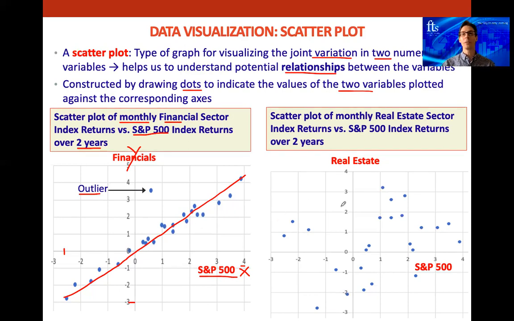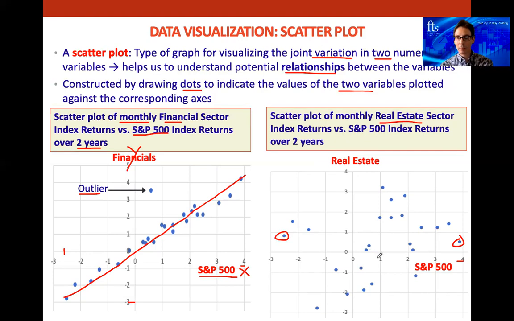Now if we have a look on the right-hand side, we've got a scatter plot of the monthly real estate sector index returns against the S&P 500. And these dots are all over the place. For example, in this month, the S&P 500 did nearly 4%, but the real estate index did less than 1%, only about 0.5%. In this month down over here, the S&P 500 did -2.5%, but the real estate sector did nearly 1%. So these dots are all over the place.